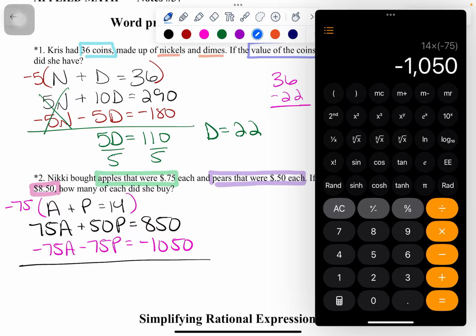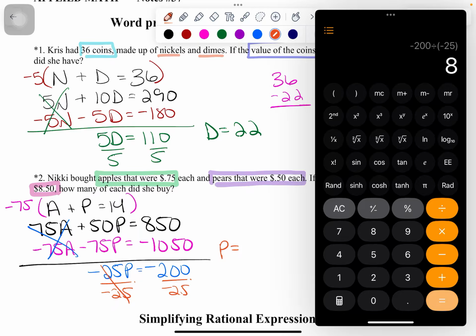So 75a minus 75a, that's going to be gone. 50p minus 75p is negative 25p. But I am going to put 850 minus 1050. So that should be negative 200. Let's go ahead and divide both sides by negative 25. So P is going to be equal to 8.